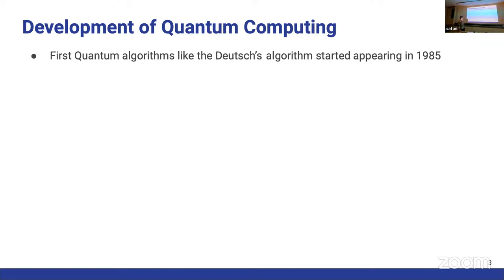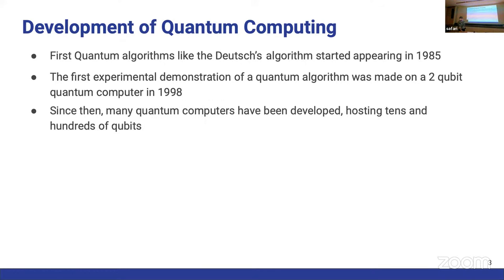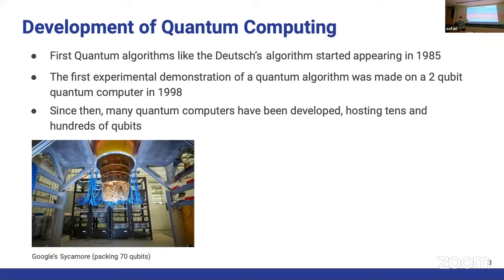First quantum algorithms, like the Deutsch algorithm, started appearing in 1985, and the first experimental demonstration of a quantum algorithm working on a quantum computer was made in 1998. It was made using a 2-qubit quantum computer. Since then, many more quantum computers have been developed, this time hosting tens and hundreds of qubits. This is an image of Google's Sycamore computer, which is hosting 70 qubits.